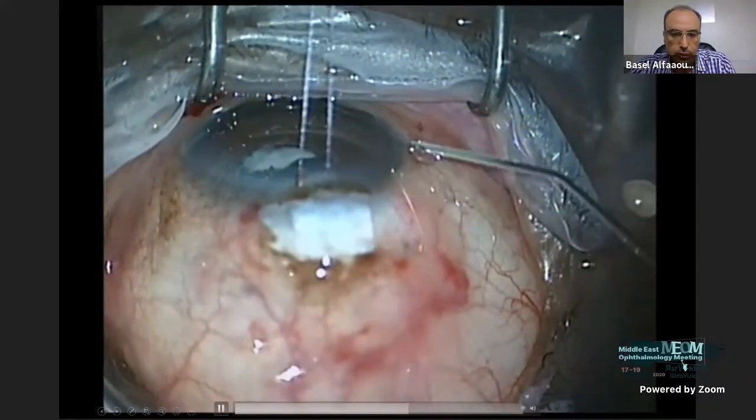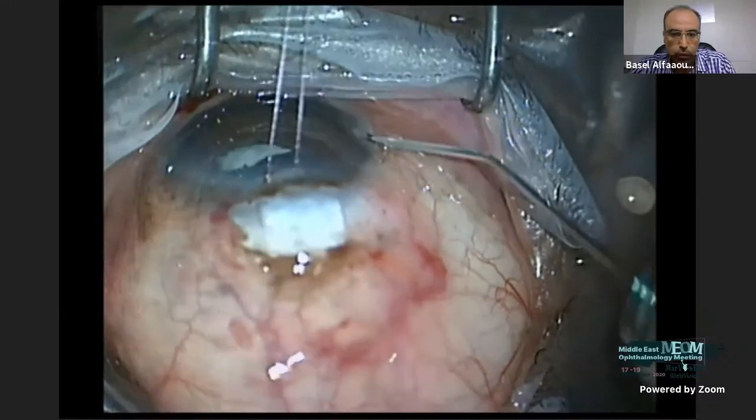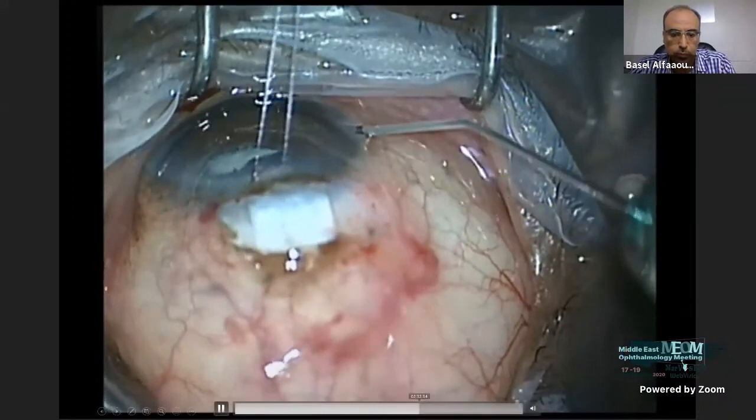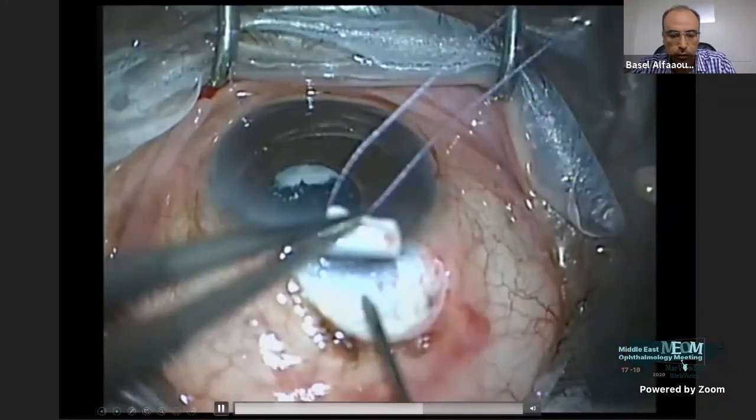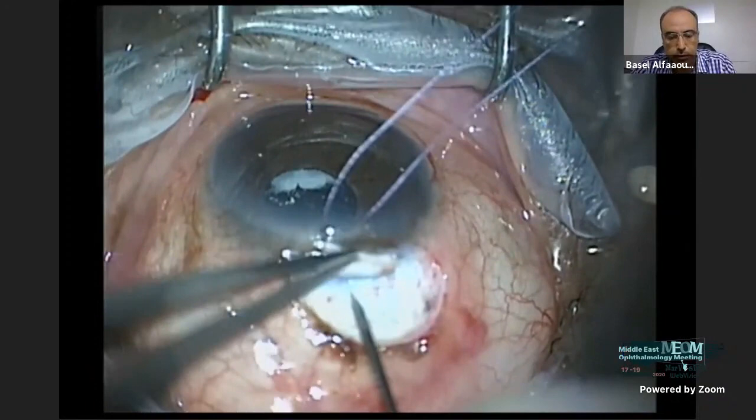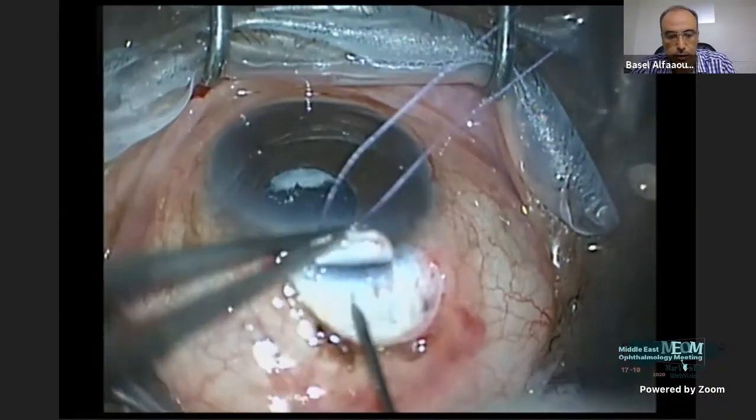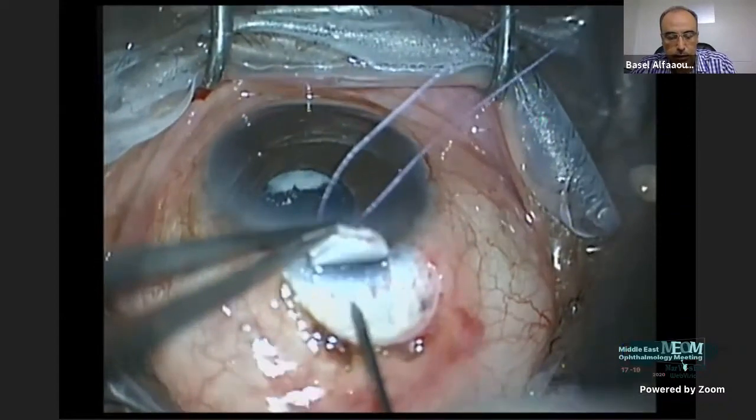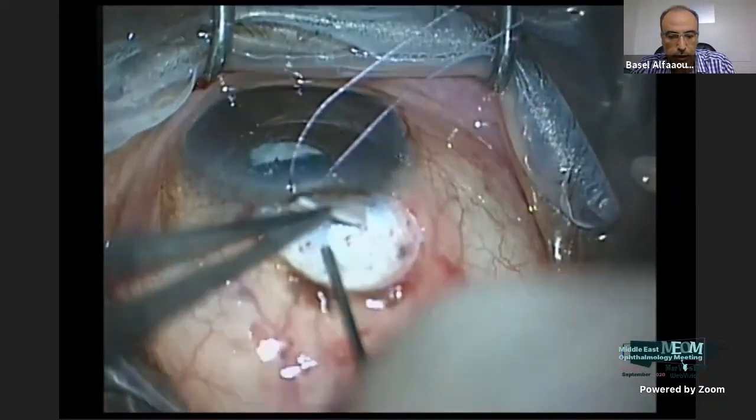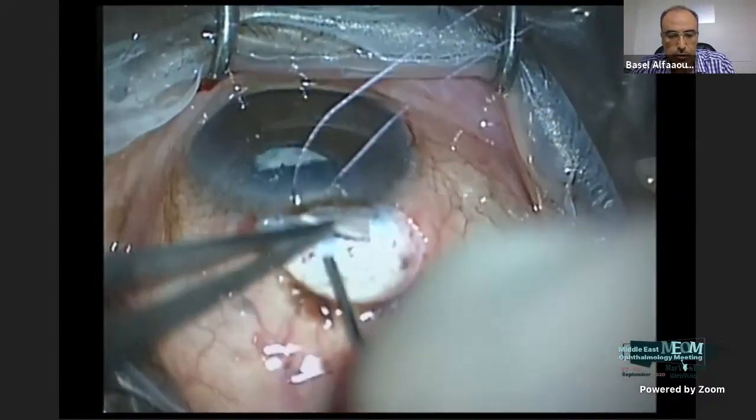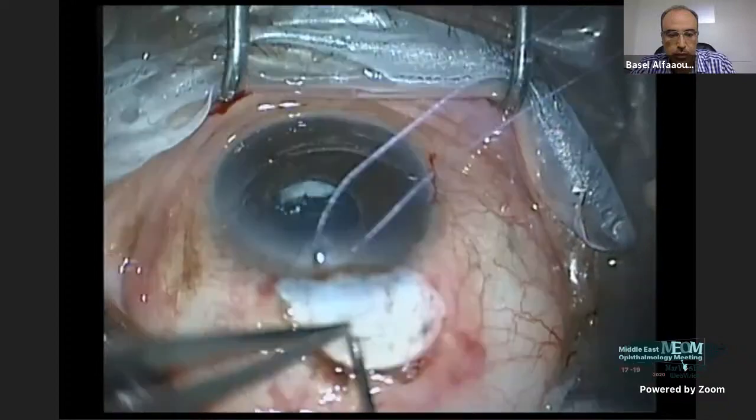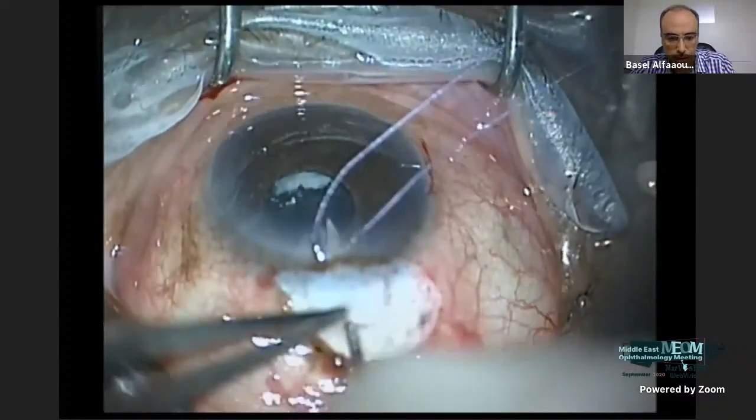Doing a side port and filling the anterior chamber with viscoelastic material. Here we are carrying a 25-gauge needle. We have to insert the implant anterior to the scleral spur. The entrance is very important: we have to do a tunnel parallel to the iris and enter the anterior chamber. We have to see the needle within the anterior chamber. Exactly like this.